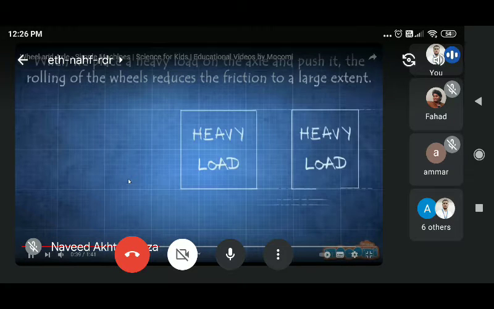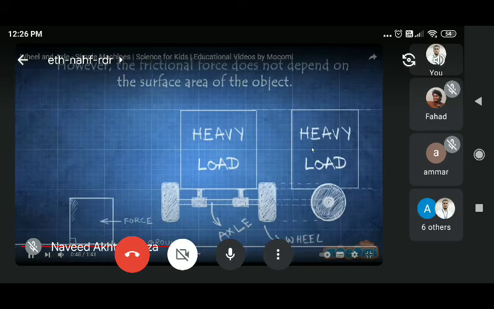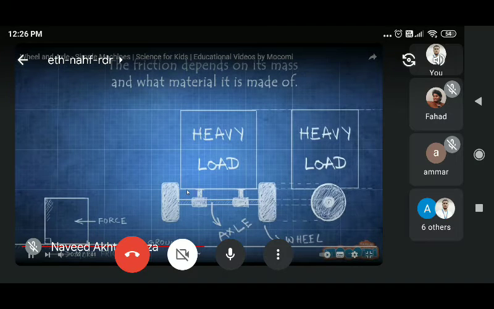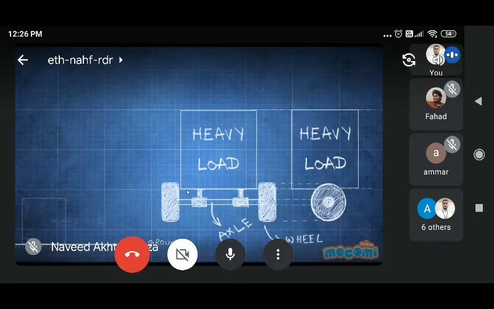Our material is on the axle, and similarly your vehicle is like this: the load, the vehicle, is on the axle and the force is applied. This heavy load is shifting to the back. So that's the simple machine we are studying.